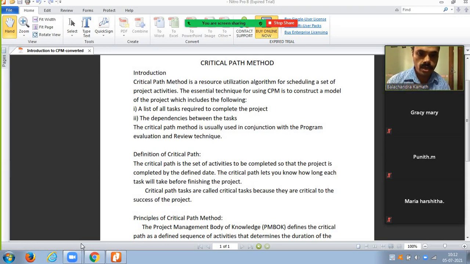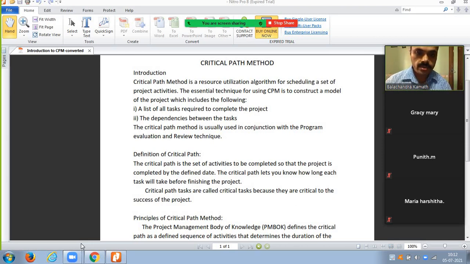Now let's try to understand. So basically this CPM and PERT, that is program evaluation and review technique, which you will study in the last unit, they go together in conjunction, in the sense hand in hand, both of them.